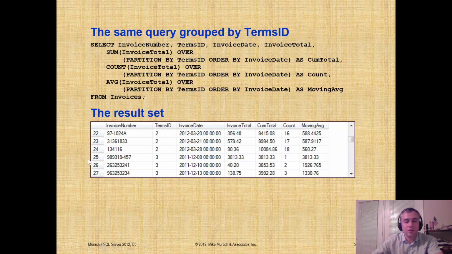Notice that we see the middle of the table, a snippet of the table, and so there are already some accumulated number of invoices. And on this day, there was an invoice for $356. It is accounted in the new total, and the count changes by 1. Here, another total for 579, count changed by 1, the total changed accordingly, and the moving average changed as well.